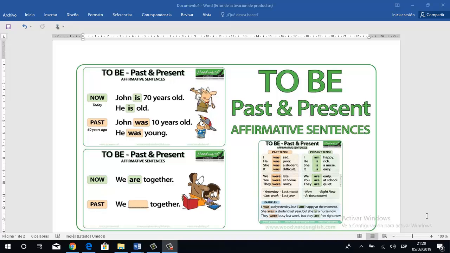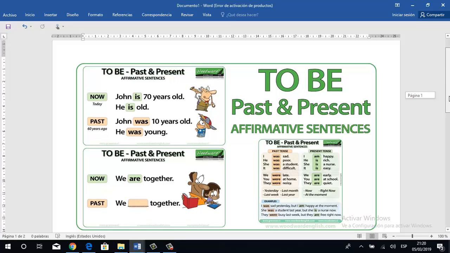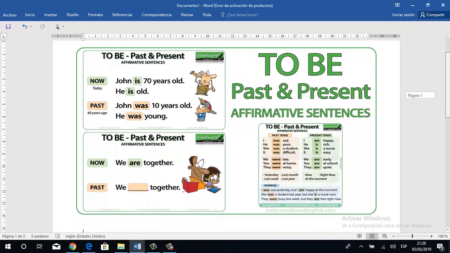Hello there. Today we're going to talk about how to construct the simple past with the verb to be. Now let's start with this tutorial. Everything is based on this picture that you can see on your screen now, which involves how to use the verb to be. The verb to be is very simple.